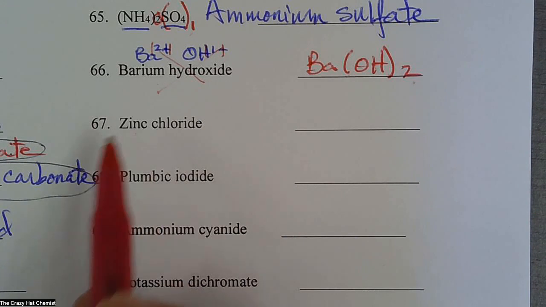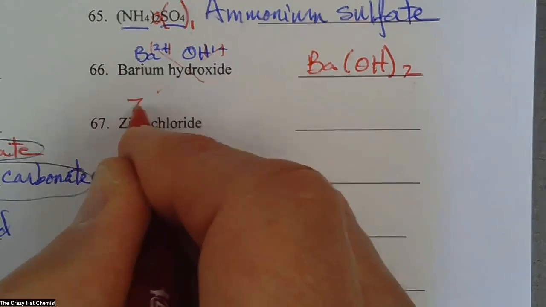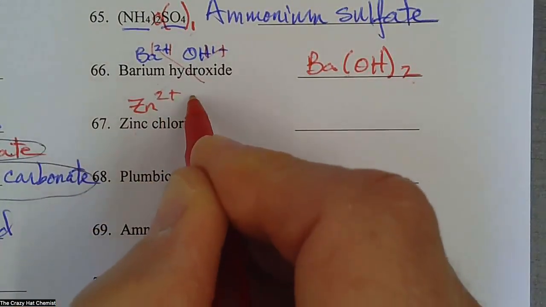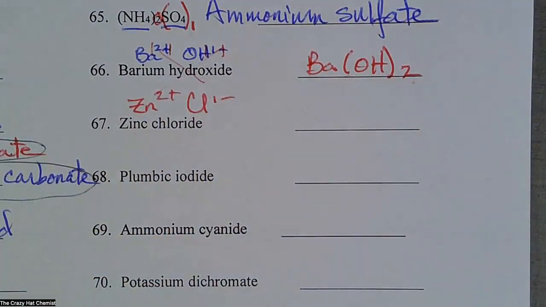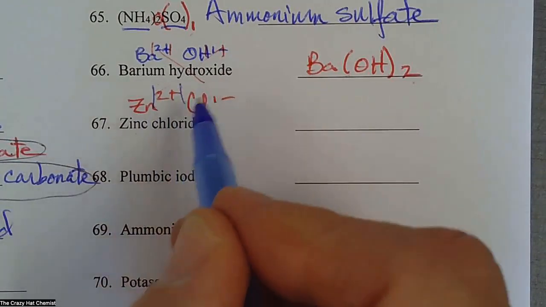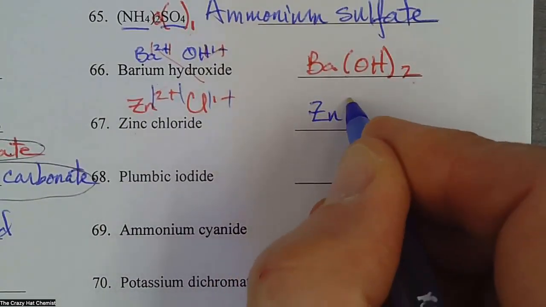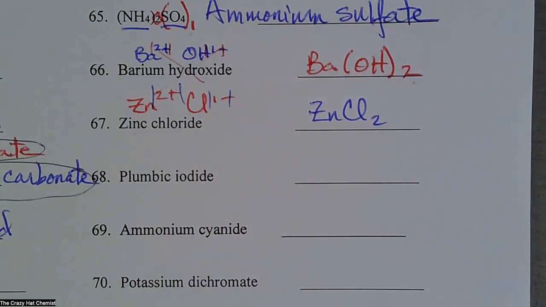The next one is zinc chloride, and zinc is a periodic trend charge of 2+. Chloride is a halide ion, that's a 1-. We're going to take the absolute value of these two numbers, flip those numbers, bring them down, we get ZnCl2. All right, fantastic. And now we are on 68.